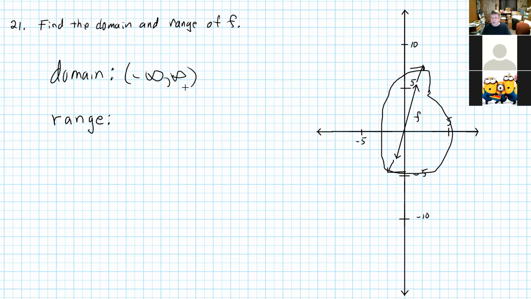All right. What about the Y values? Would that also be all real numbers? Yes. Because as it's going over, it's going down. As it's going over, it's going up. Okay. So the domain and range of this particular graph is all real numbers.